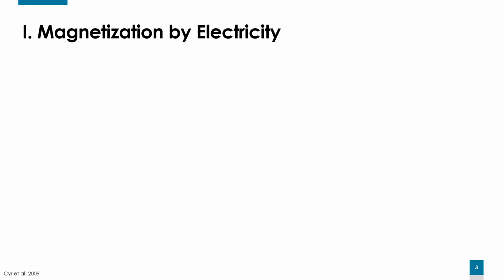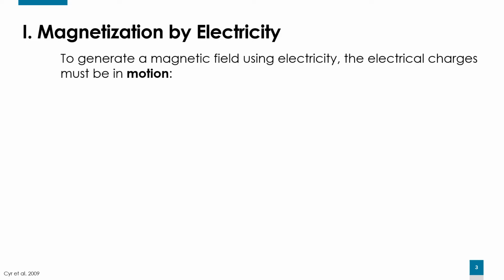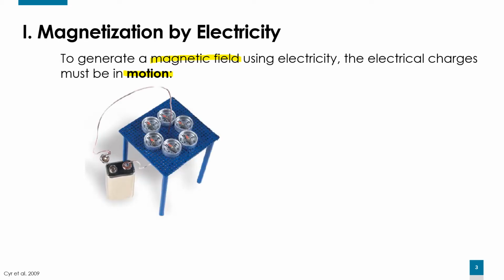First, the magnetization by electricity. We generate a magnetic field, so we create a magnetic field using electricity. The electrical charge must be in motion. That's why we are talking about dynamic electricity and not static, because the electrical charge must be in motion.